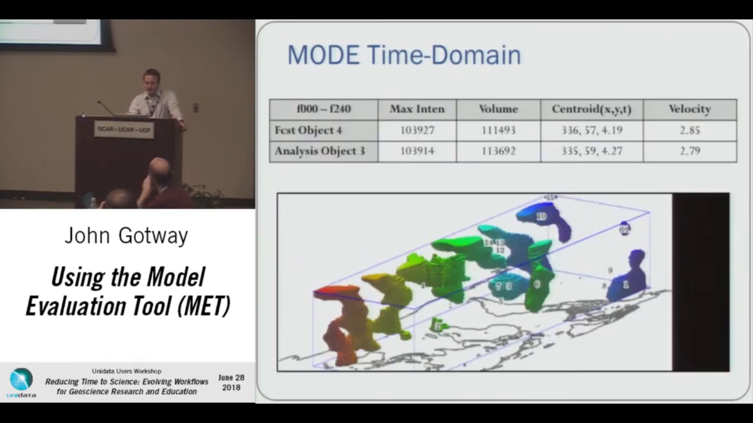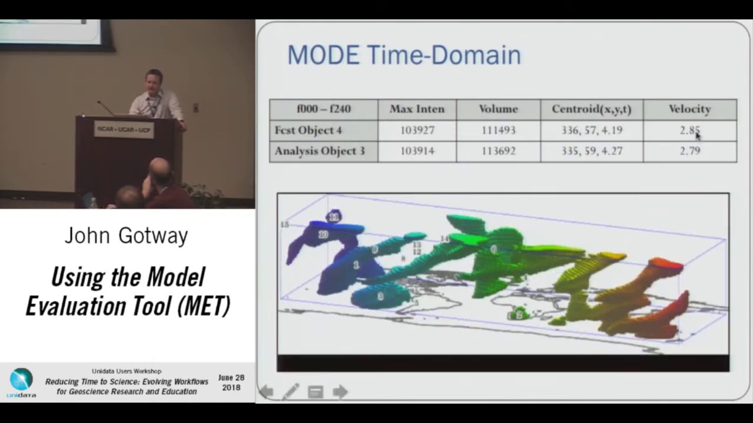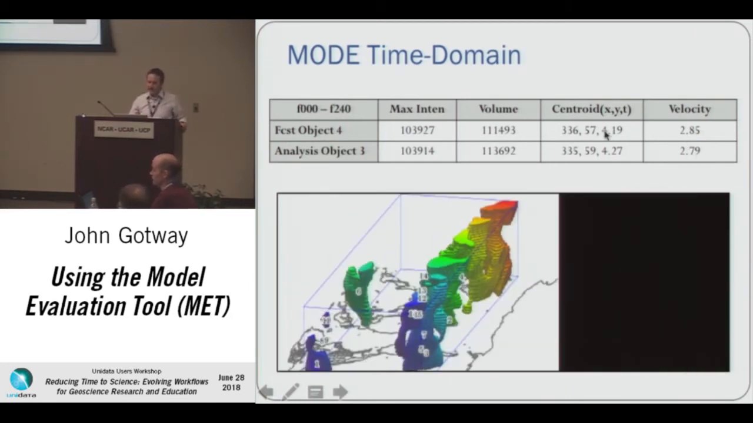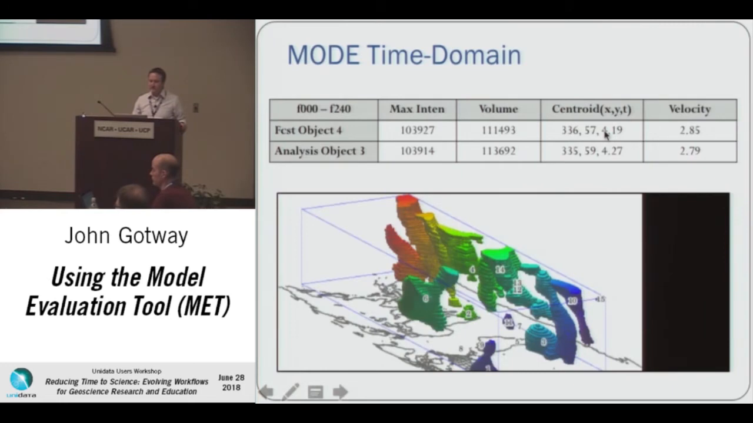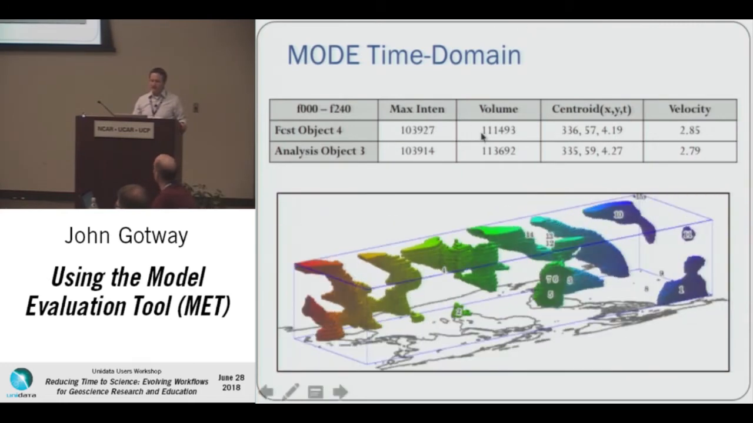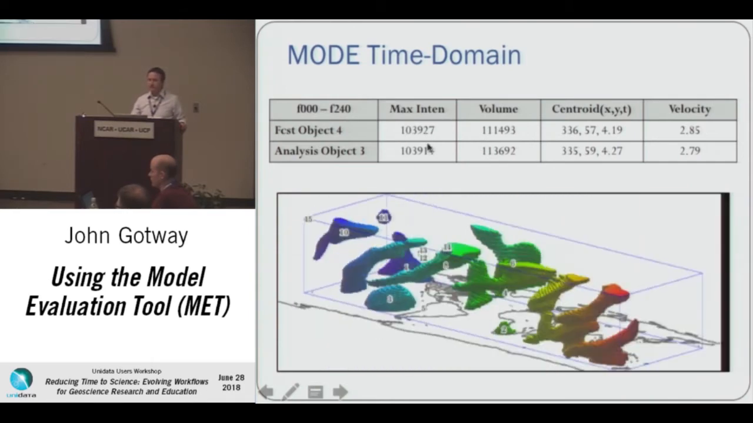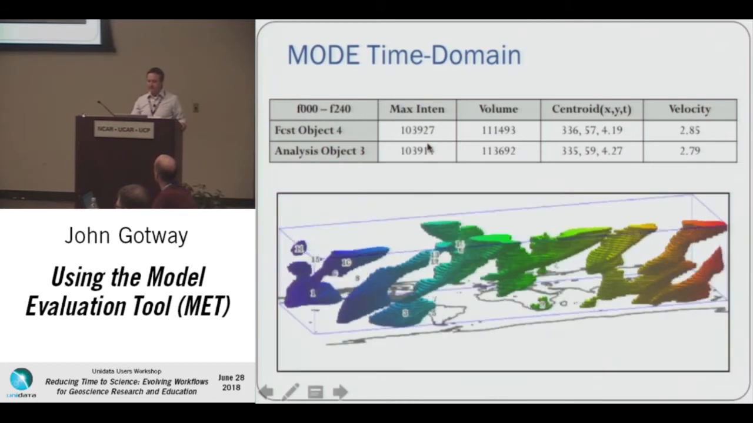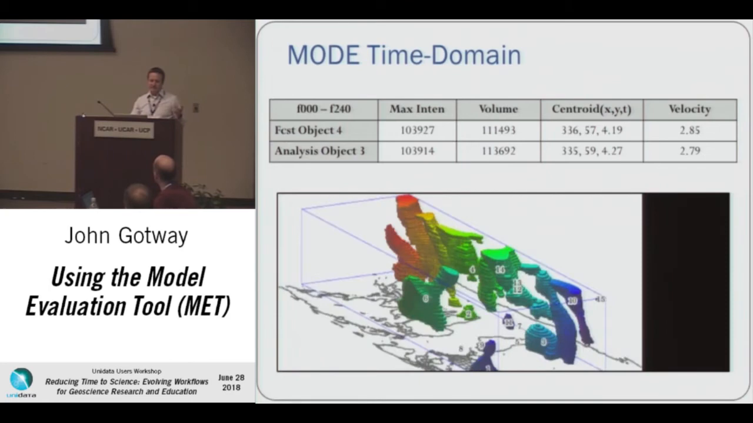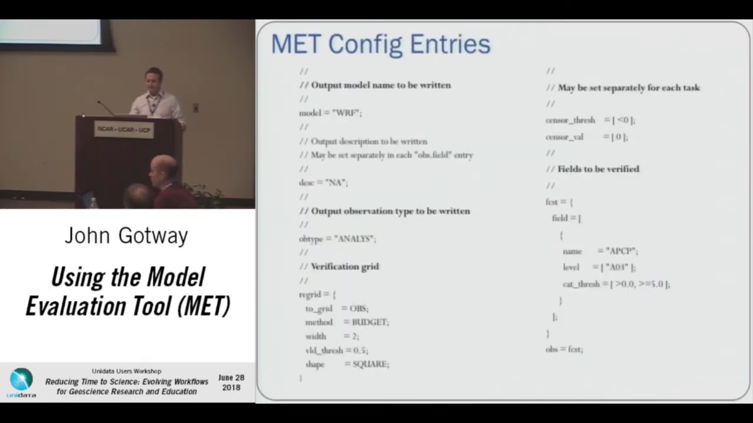And I want to show you that now we can answer things like, how does the velocity of these objects compare? So is my model too slow or too fast? Now the centroid in 2 dimensions becomes a centroid in 3 dimensions, with the third dimension being time. Instead of area, we talk about volume. We can look at the maximum intensity within the object, those sorts of things. So the MODE time domain tool is still relatively new. I think the first version of it came out a couple of years ago, and we're still beginning to apply it to our test and evaluation projects in the DTC.